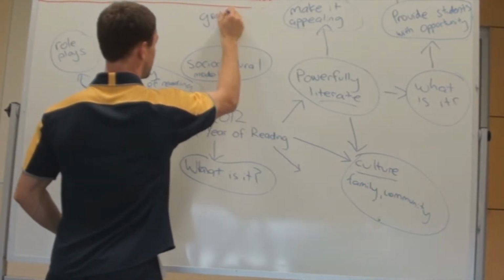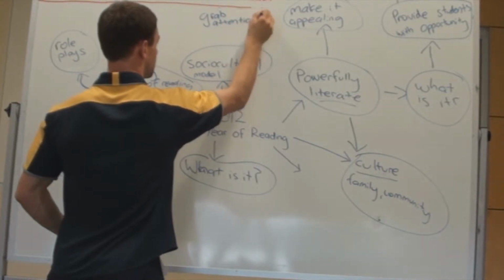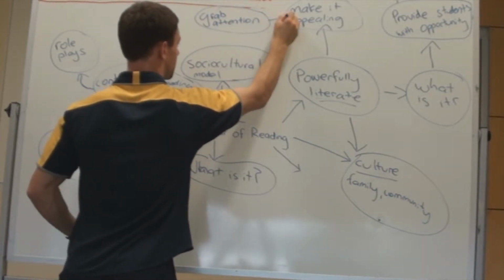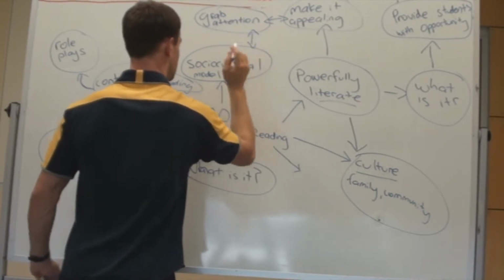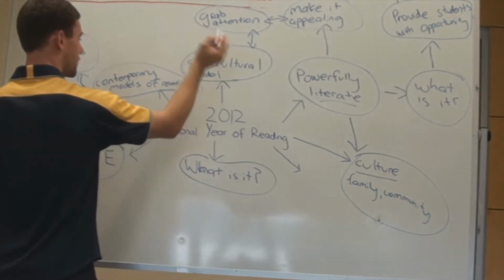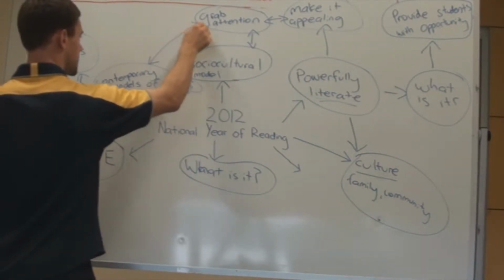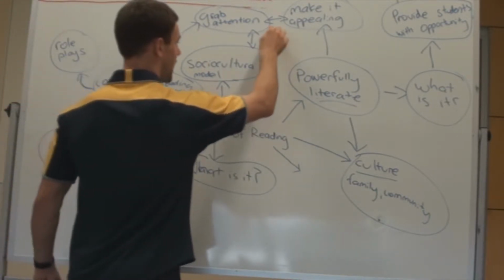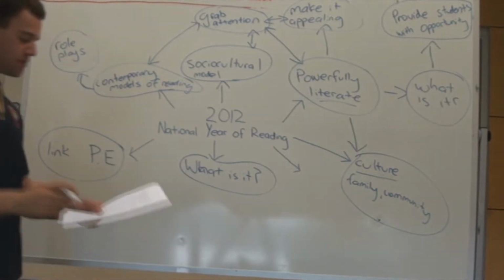Grab attention. And this comes back to both our sociocultural model of reading and contemporary models of reading as well. This is how we're going to start grabbing their attention and ultimately making them more powerfully literate, okay?